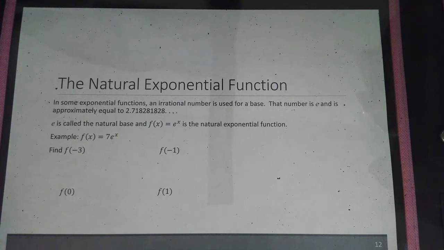In some exponential functions, an irrational number is used for a base. This number is e. It is approximately equal to 2.718281828. You need to find the e button on your calculator.